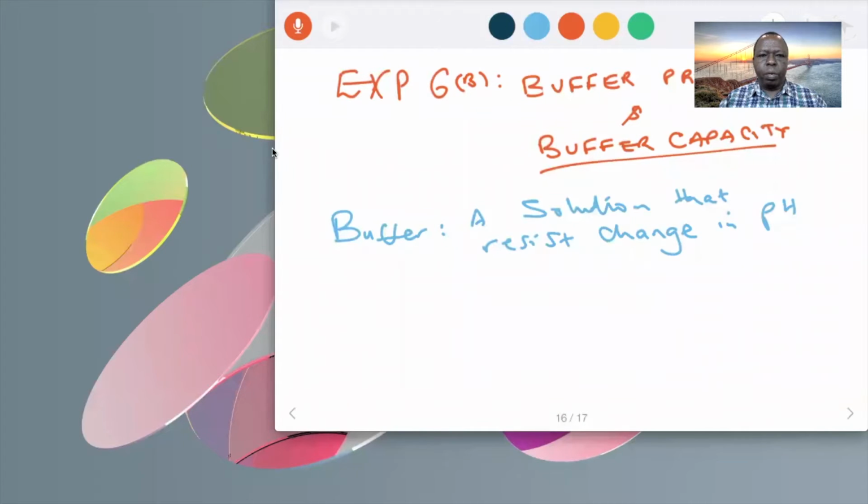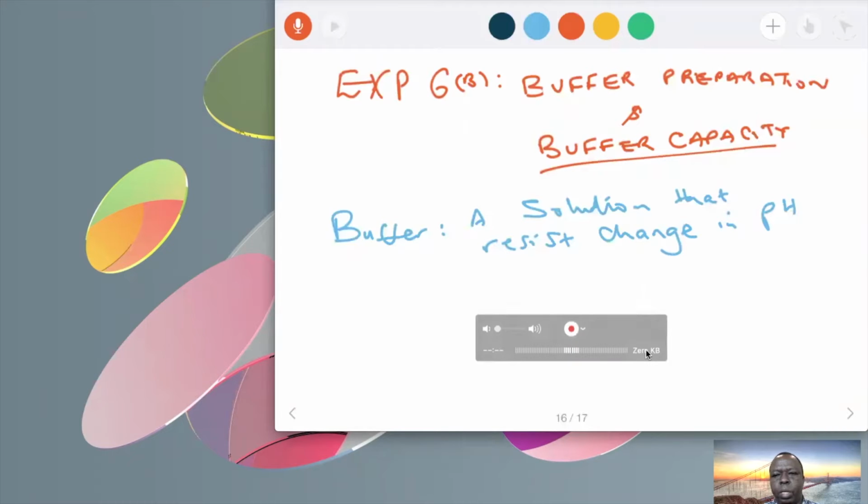I will share my screen here and go through the definition of a buffer. Here is the definition of a buffer. A buffer solution is a solution that resists a change in pH.